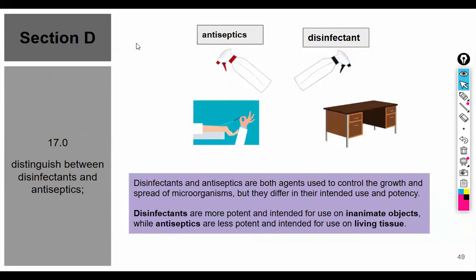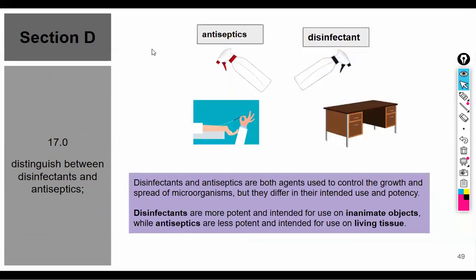All right. So, how about this term now? Antiseptics versus disinfectants. Well, there's a slight difference between the two. And of course, a lot of people might think it's the same thing, but if you use both of them in the wrong way, it could do some serious damage.